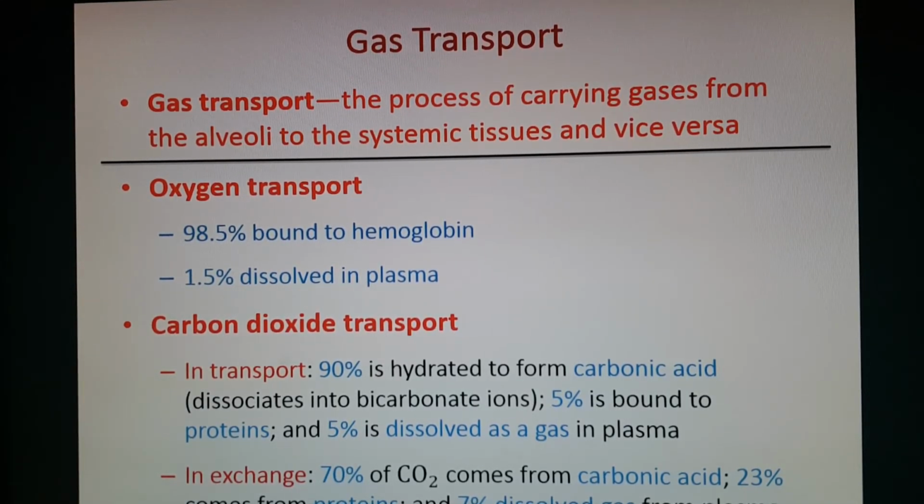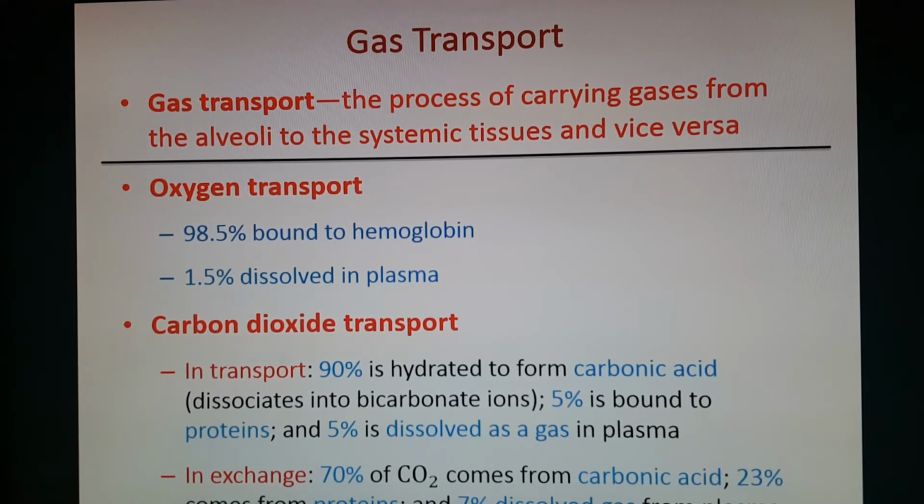Inside your blood, your oxygen is mostly bound to hemoglobin, that globular protein with the heme moiety, with the iron at the center of it. The oxygen is majority bound to hemoglobin, and then the rest is dissolved in plasma. For your carbon dioxide, most of it, so 90%, is hydrated to form carbonic acid, and that's how most of your carbon dioxide is transported in the blood.